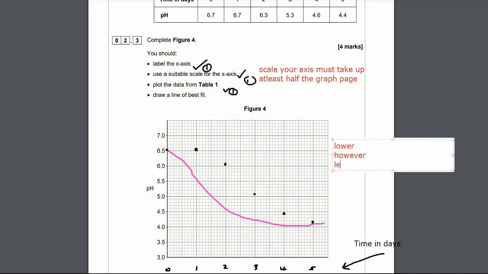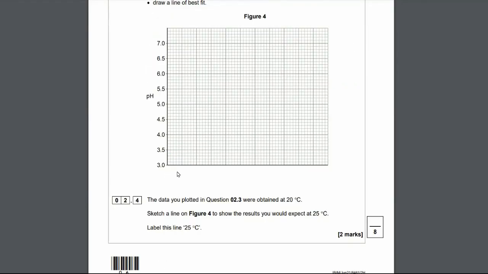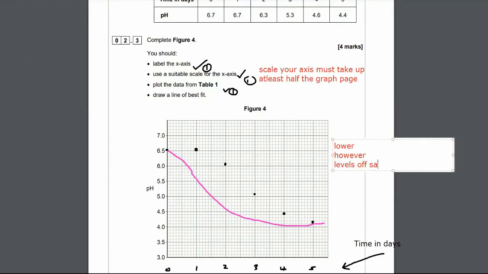Well, the reaction is happening faster, so the pH is decreasing more quickly. However, you're getting the same amount of product as we haven't changed the amount of milk, so it ends in the same place. All right, let's move on.